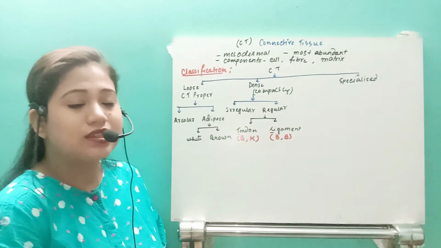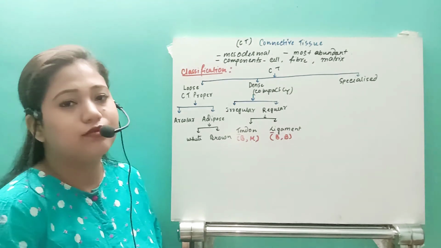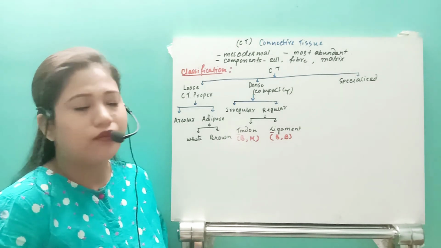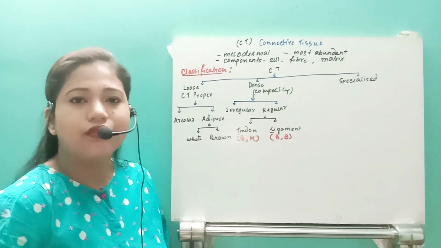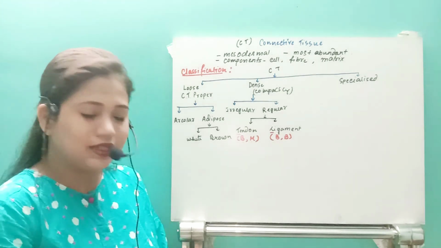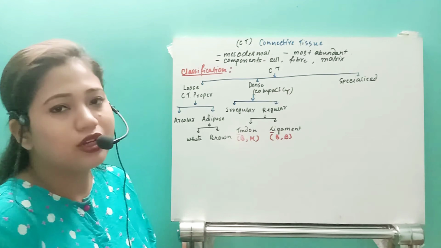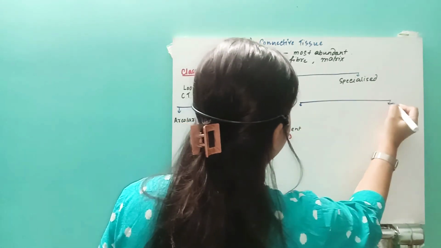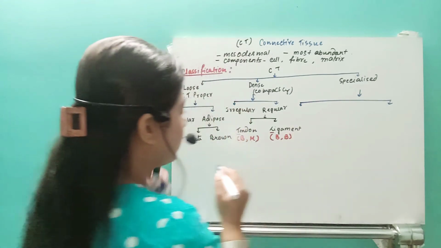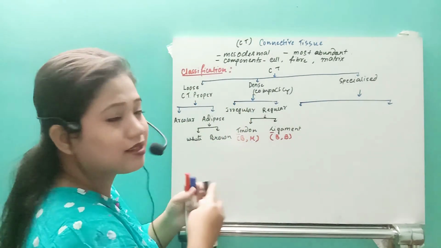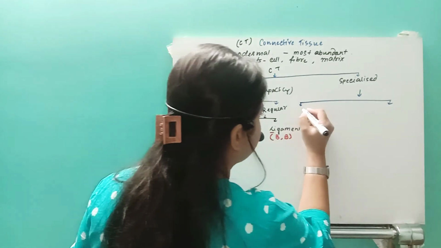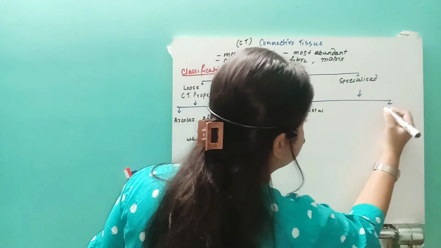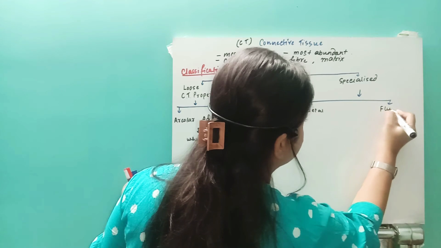So the specialized connective tissue can be divided broadly into two types. We can have the reticulate type of connective tissue also, that we will see separately in the next part, but broadly specialized connective tissue is of two types, right? What are they? First one is known as the skeletal type of connective tissue, and the next one is the fluid, right?